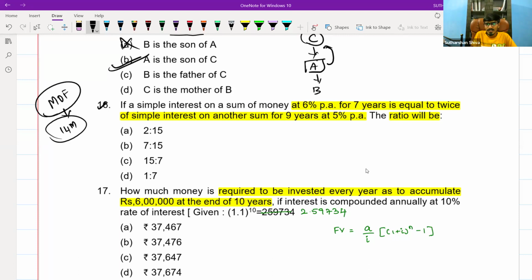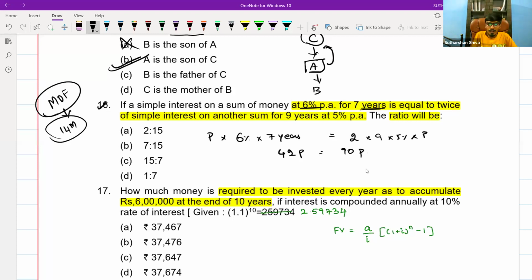If the simple interest on a sum of money at 6% per annum for 7 years is equal to twice the simple interest for 9 years at 5%, we will directly do 6% into 7 years is equal to twice the simple interest of 9 years into 5%. In both the conditions, I don't know P, so I will keep P the same. Simply I multiply: 6 sevens are 42P equals 9 fives are 45, 45 into 2, 90P.